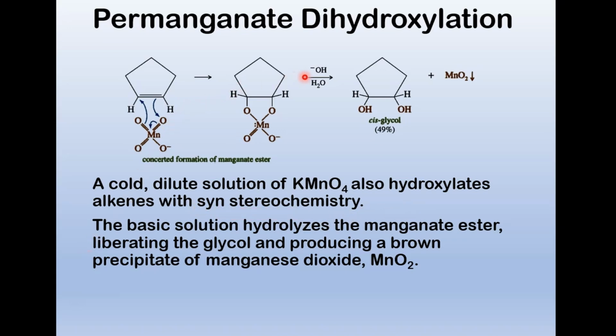And you can see the system turns basic, and we get this beautiful chocolate brown manganese 4 oxide. And this must be a common name because we generally use the Greek prefixes for molecular compounds.